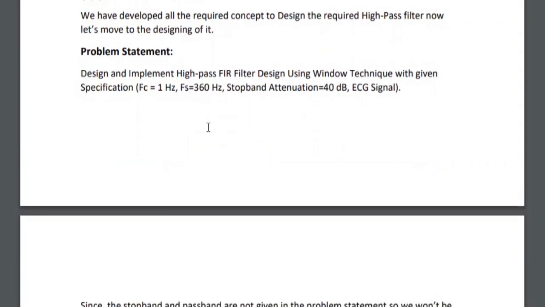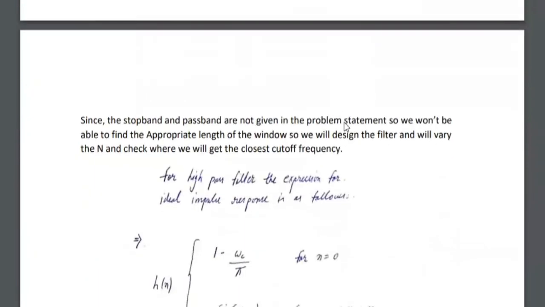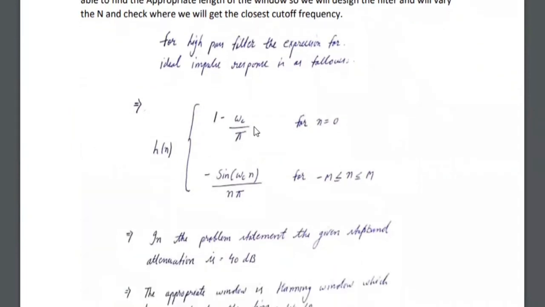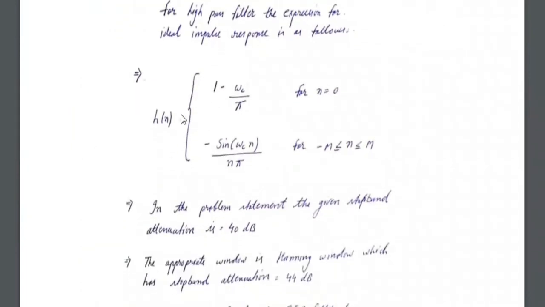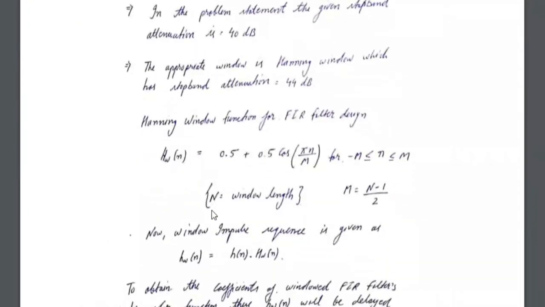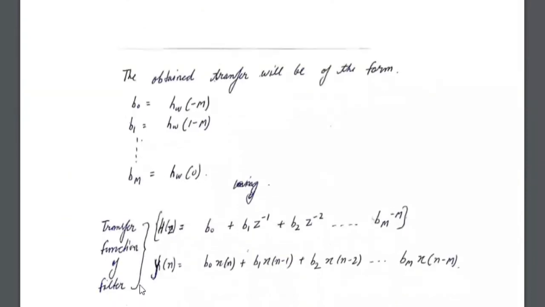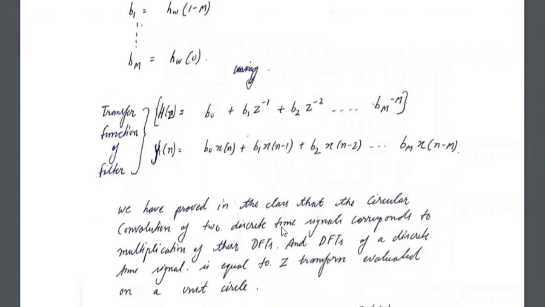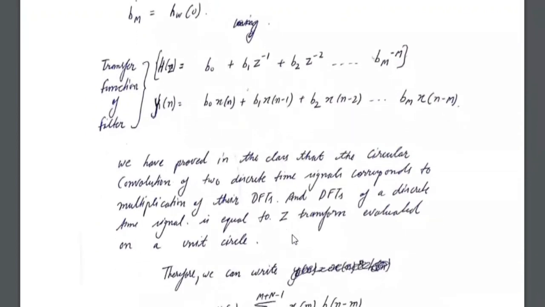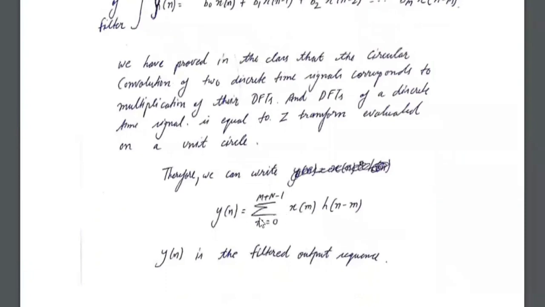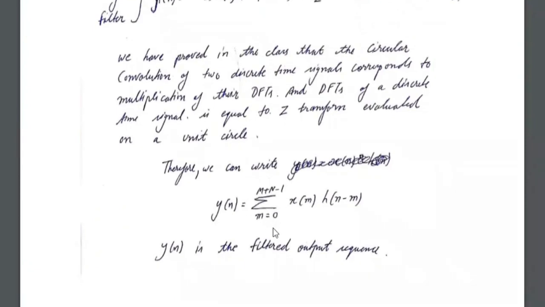Problem statement: designing and implementation of a high pass FIR filter using the window technique with given specifications. As we have already discussed, to obtain the windowed impulse response, we will use h(n) and w(n), multiply them, and find the coefficients b0, b1, ... bM of the transfer function. We have proved in the class that the circular convolution of two discrete time signals corresponds to multiplication of the DFTs, and the DFT of a discrete time signal is equal to the Z transform evaluated on a unit circle. So we can define y(n) as the circular convolution of x(n) and h(n).